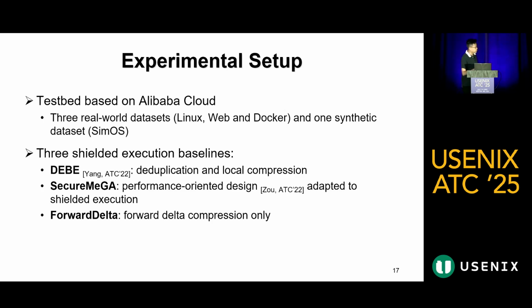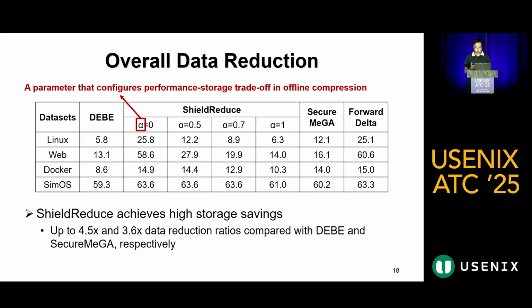And also we implement this forward delta approach, which performs purely forward delta compression without backward delta compression. First of all, we look at the overall data reduction. Remember that alpha is our target, so smaller means you can reduce more data. If we look at the column for alpha equals 0, we can see that we can achieve very high storage savings, and compared with DB, which does not do delta compression, or secure Mega, we can achieve improved storage savings of up to 4.5 times and 3.6 times. And it's also comparable to forward delta, but later on we will see that forward delta has poor performance.